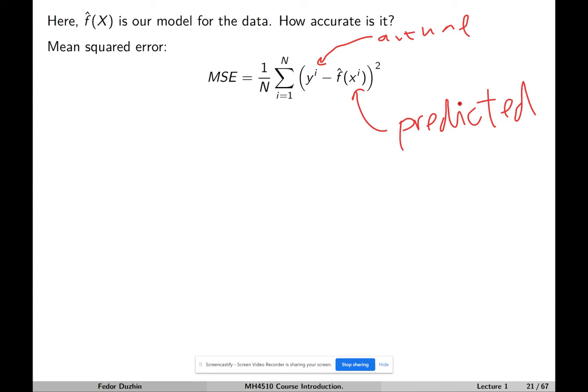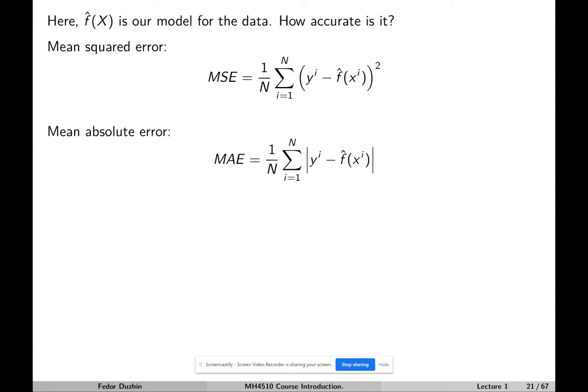So the idea is that this should be some kind of an error. If the error is 0, it means that our model is perfect. It does not deviate from data. And the more the error is, the more the model deviates from observed data. So the error means deviation from data, which is why it needs to be positive.